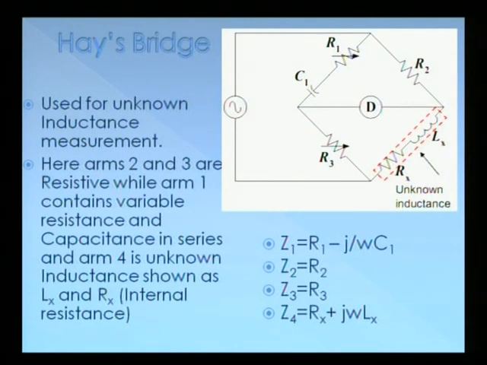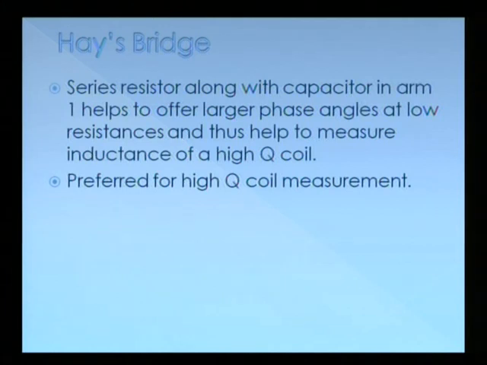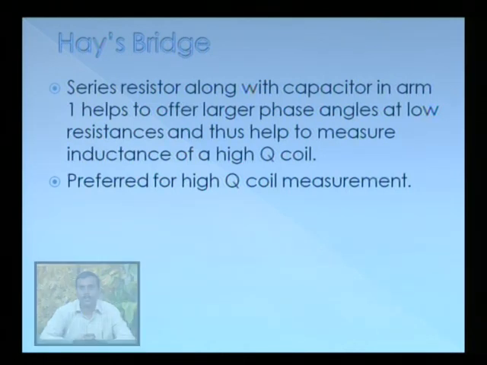Z2, that is impedance of arm 2, is R2. Z3, impedance of arm 3, is R3. Z4, impedance of arm 4, as a series resistance, internal resistance plus inductive impedance, is Rx plus j omega Lx. Hayes bridge: series resistor along with the capacitor in arm 1 helps to offer phase angle at low resistance and thus helps to measure inductance of a high Q coil.